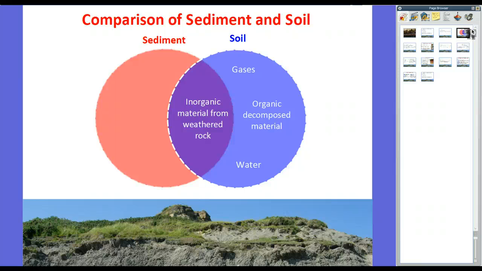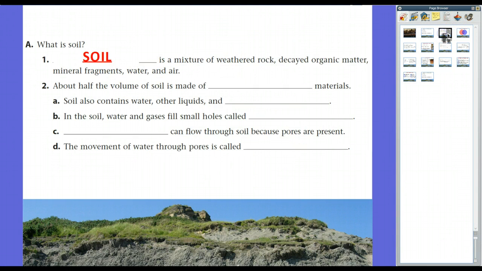Now, let's look at these two, sediment and soil. Sediment, in the red, is essentially inorganic material from weathered rock. Any inorganic material from weathered rock is sediment. However, soil contains sediment and a lot more. It contains gases like nitrogen and carbon dioxide. It contains organic decomposed material from dead organisms, and also it contains water and occasionally other liquids.